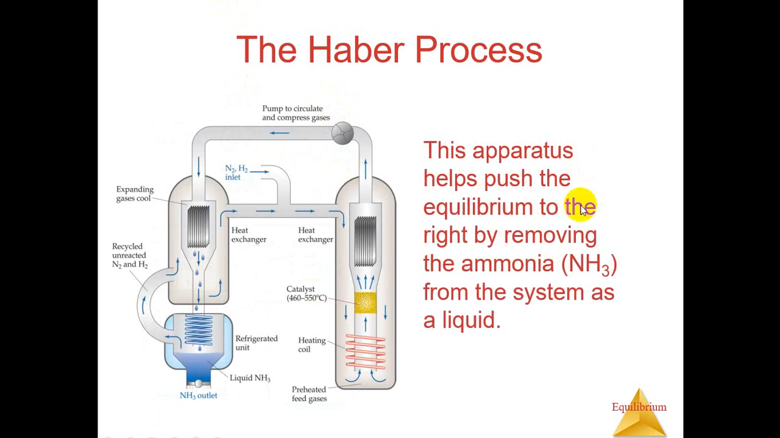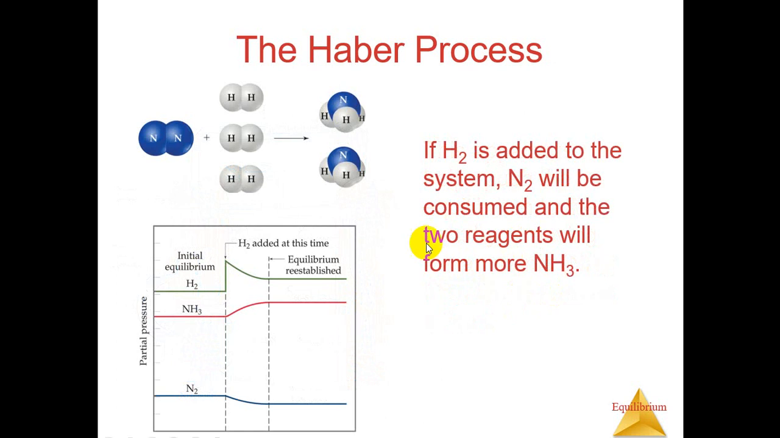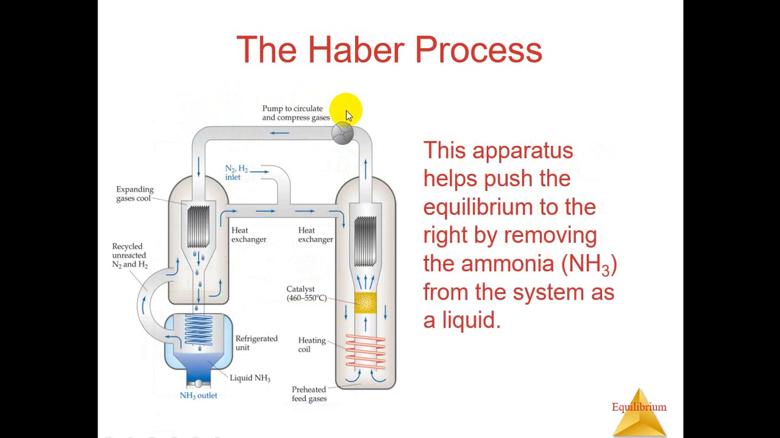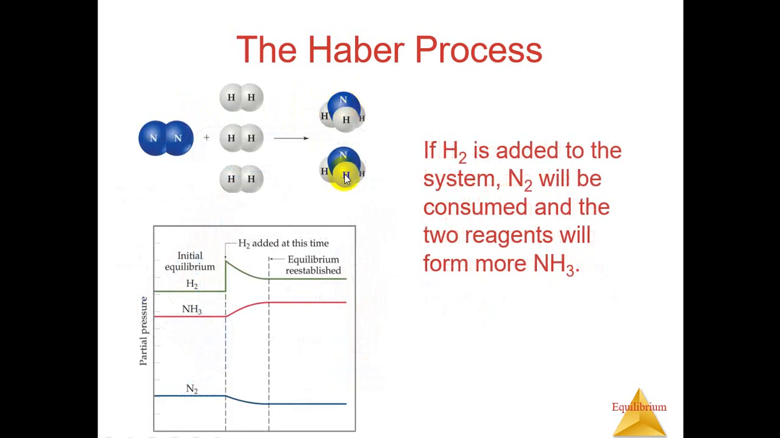The Haber process. This apparatus helps push the equilibrium to the right by removing the ammonia from the system as a liquid. So we can see this equipment. If you produce more of the ammonia, then the ammonia will give a negative feedback to the backward reaction: stop producing more of me, because I have enough. I am too much over here, so stop producing more of me.